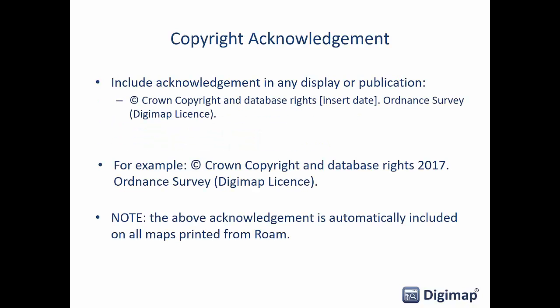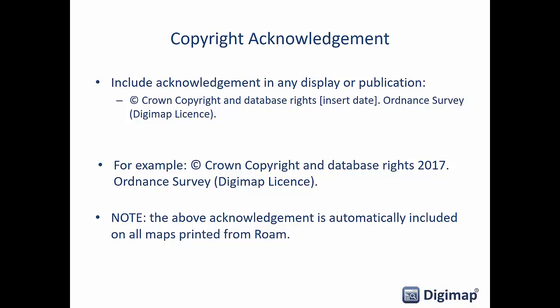Copyright acknowledgement is a question we get asked about quite a lot. There is a copyright statement that needs to go on every Ordnance Survey map, and it looks like this. It's Crown copyright and database rights, and you need today's date in it, or the year at least, Ordnance Survey Digimap licence. So there's an example where I've just put the year in there. I don't suppose it's a problem if you want to put a more specific date, but the year is an absolute minimum. The above acknowledgement is automatically included in all maps that you print directly from Roam.